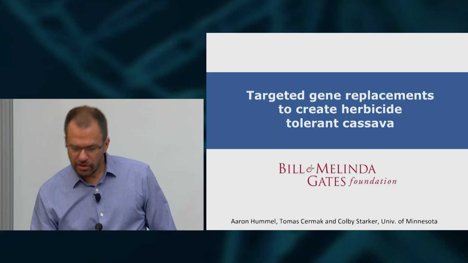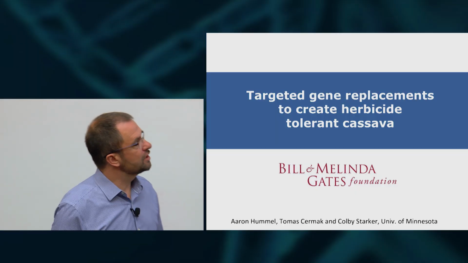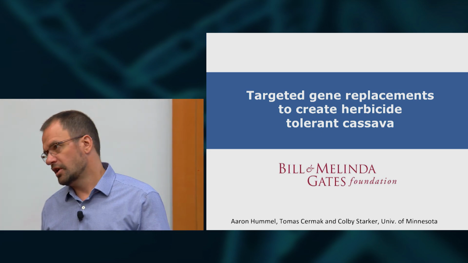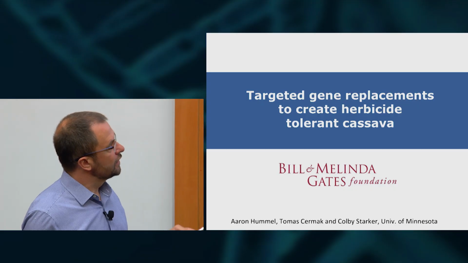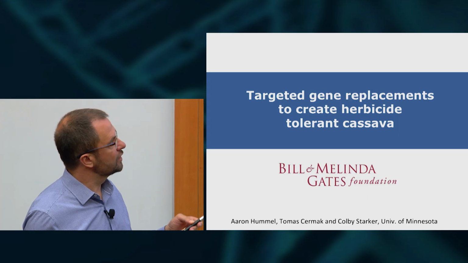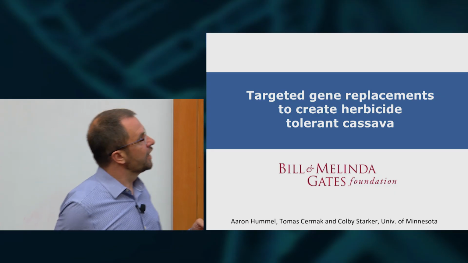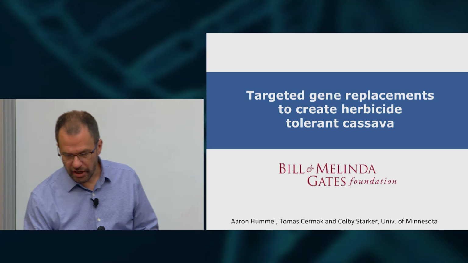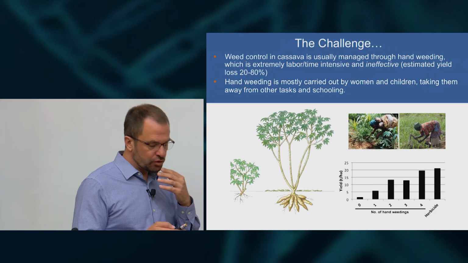So I'm going to give you an example now at the University of Minnesota that we've been working on for the past few years, where we've been trying this strategy in another important food crop, one that doesn't make it to your dining room very often, but is really the most important source of carbohydrates for the peoples of sub-Saharan Africa. This is cassava. And this program is funded by the Bill and Melinda Gates Foundation. Again, it's a gene replacement strategy, and what we're trying to achieve in cassava is improved weed control.